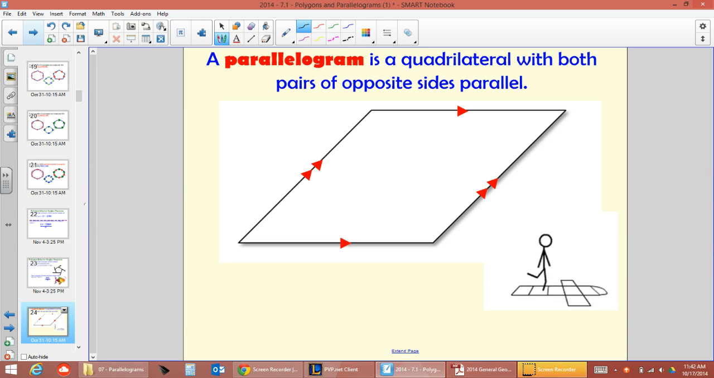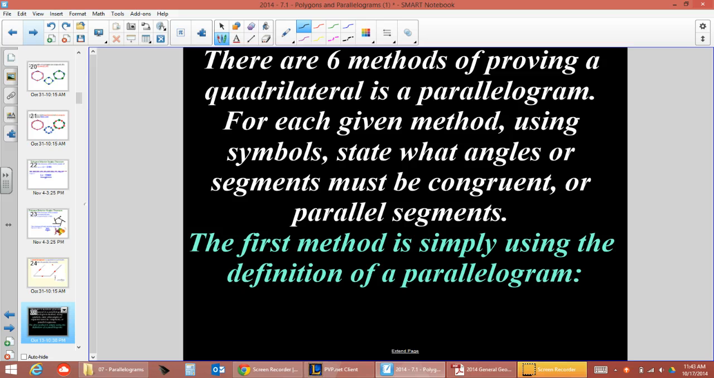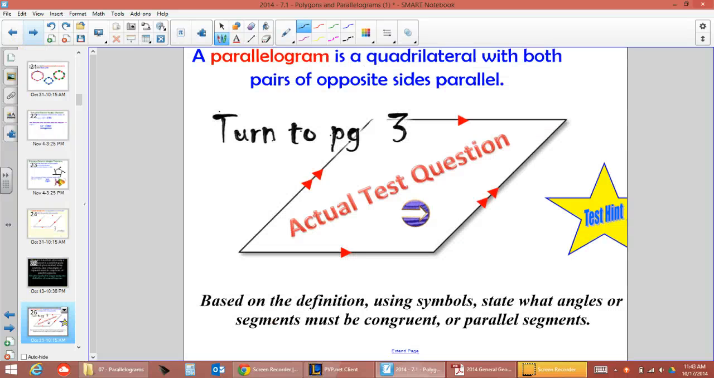A parallelogram. There are 6 different ways to define a parallelogram, but the most basic way to prove it, or to say it's a parallelogram, is to say that both sets of opposite sides are parallel. This right here is a parallelogram because the top and bottom are parallel and the left and right side are parallel. That guarantees you a parallelogram. There are 6 other ways to talk about it, and this is just the first method. Okay. So now we're going to get into some of the different ways of defining them, and we're going to get to some examples.